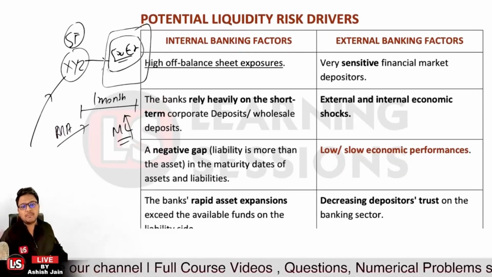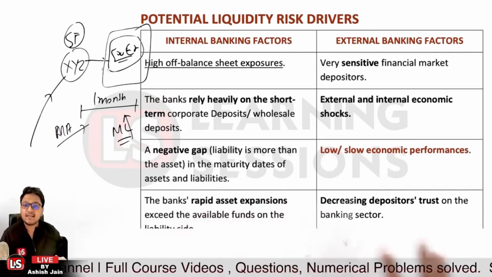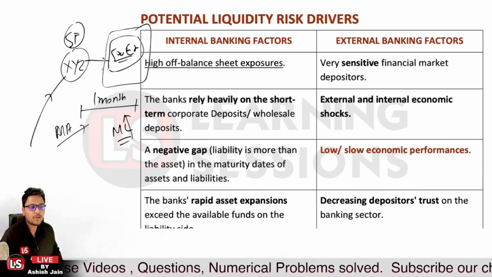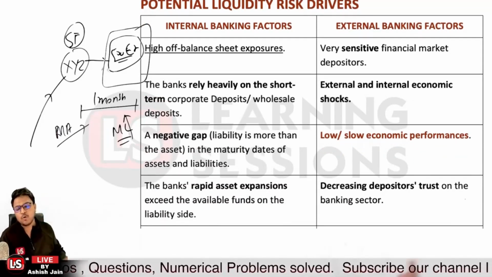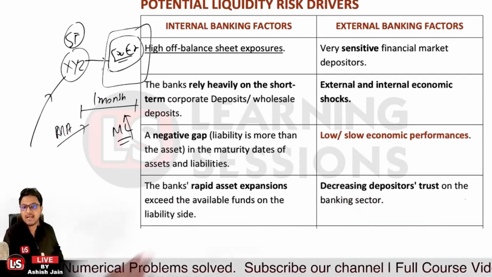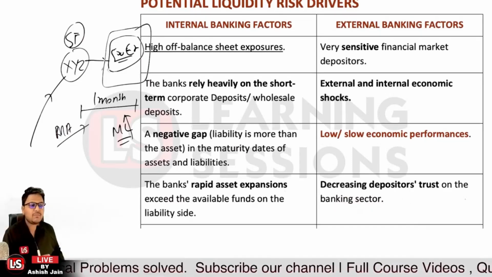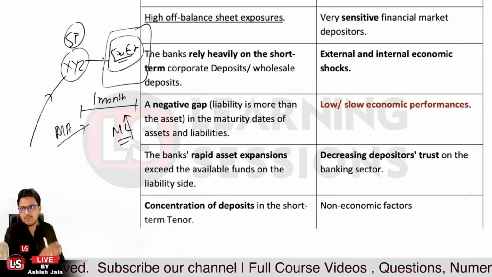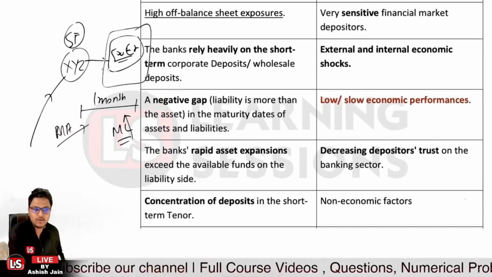And for the banks, rapid asset expansion is a factor. Say you have very limited funds, but you are depending upon borrowing, and you are expanding your assets again and again at a very rapid pace. Then definitely it can be an issue related to liquidity risk. And further, if there is a concentration of risk on the short-term tenure, definitely it will lead to liquidity risk.